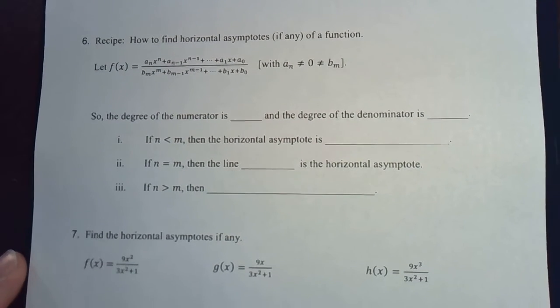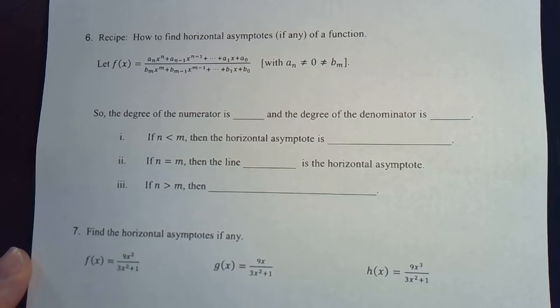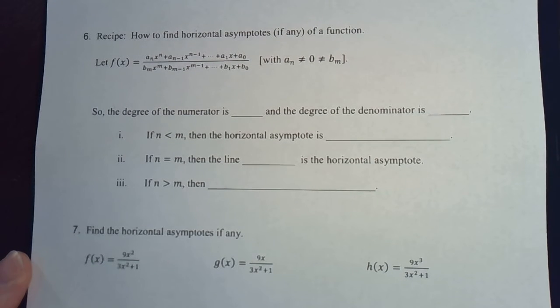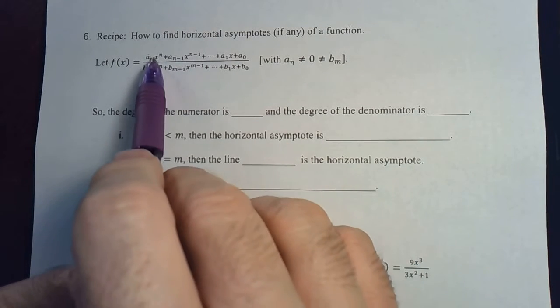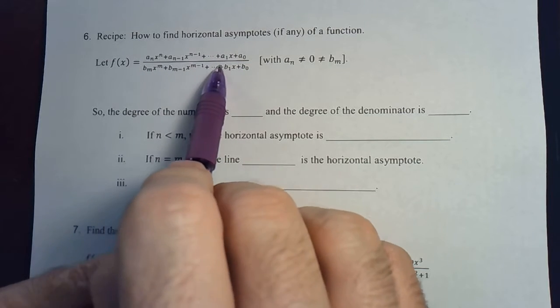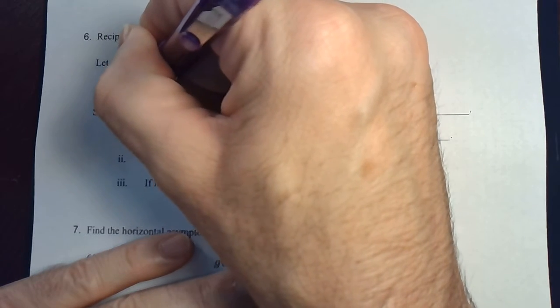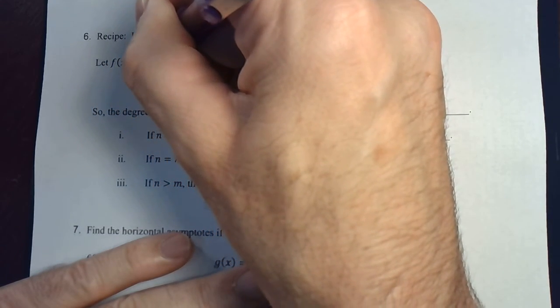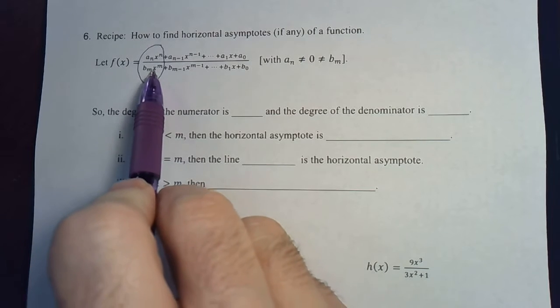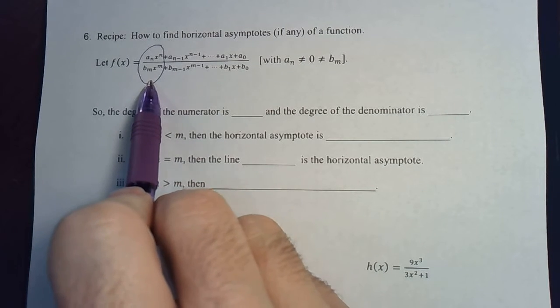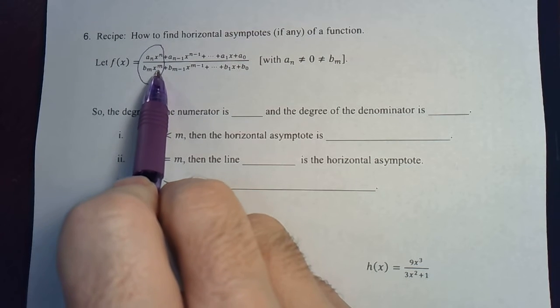Now, this is going to look tough, but it's really pretty simple to memorize. How do you find the horizontal asymptotes, if any, of a function? Let's look at this as our polynomial p on top and our polynomial q on the bottom. All we want to look at to determine the horizontal asymptotes is the first term of both of the polynomials, the n degree term and the m degree term.